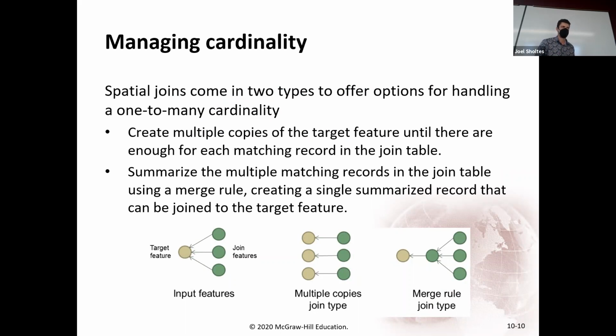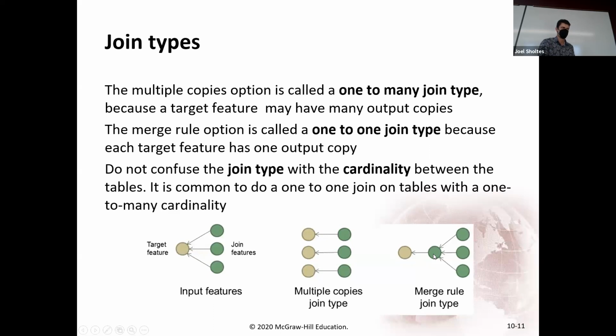We could do a number of things. So if we want to make sure that we have a kind of a row, right, for each of our potential joins, then we could set up multiple copies of the target feature until there's enough to match for each record. That's a little bit of a pain, but you could also create rules, are called merge rules, that then can bring together the multiple records that could match. So here's some examples of that.